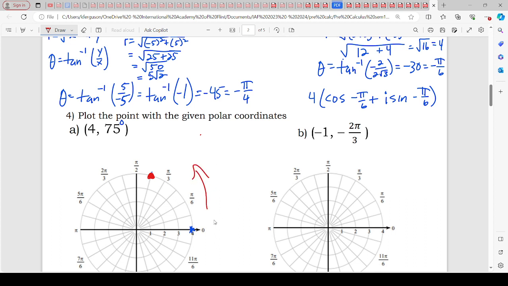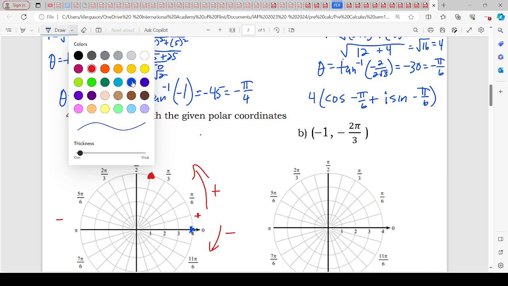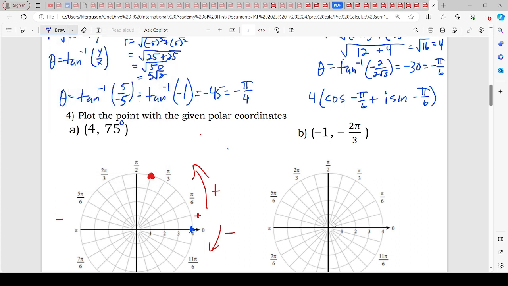Positive is this way, negative is that way. As far as your starting point, negative is on the left and positive is on the right. So then let's look at the next one. All right, so -1 is right here. This is my starting point.